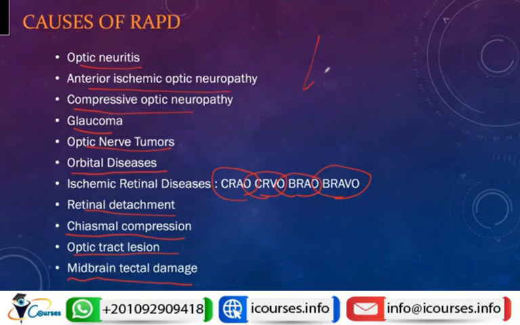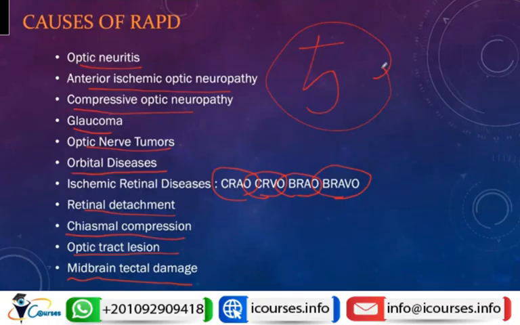So since we have 5 destinations in the afferent visual pathway, any lesion involving any one of these 5 destinations will cause relative afferent pupillary defect.